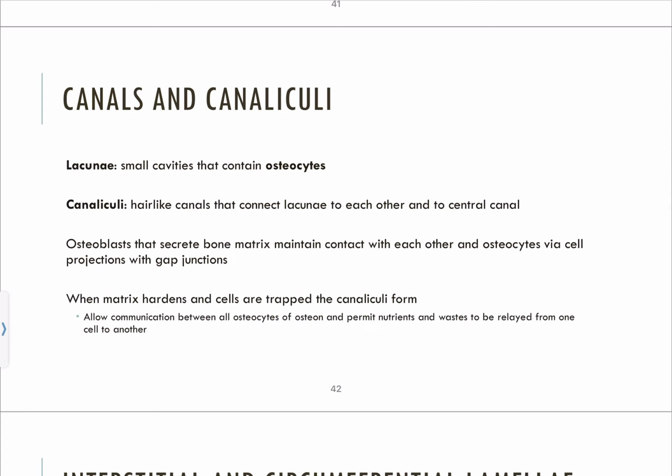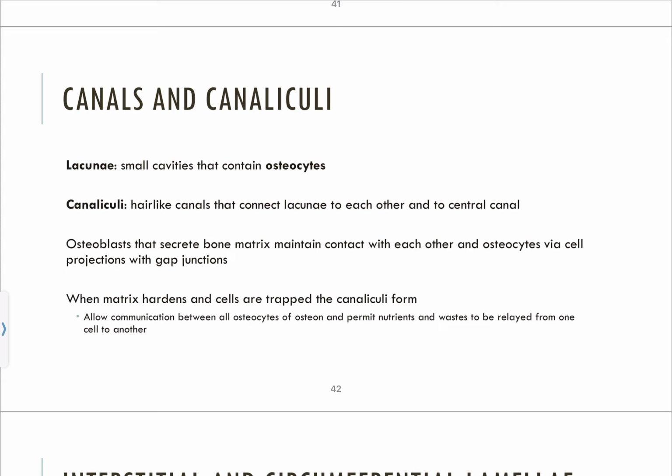Lacunae we've already talked about. I showed you a little bit of the structures, and basically their function is just a space in which the osteocyte or mature bone cell resides. We also have these things called canaliculi, and they're like hair-like extensions off of the lacunae. They're not really hairs, they're actually canals, because all of our lacunae are interconnected by these canaliculi.